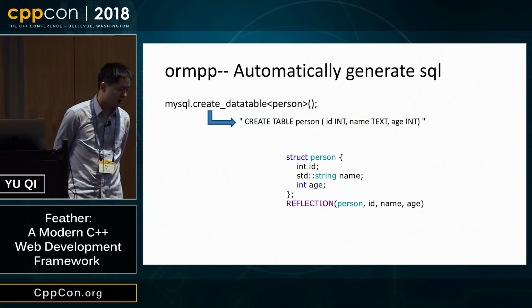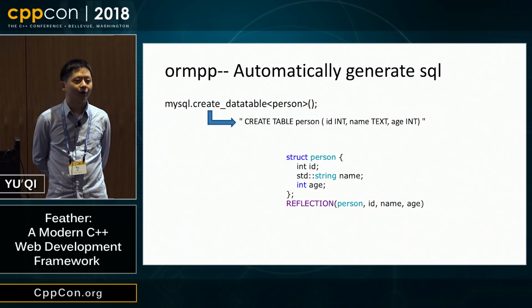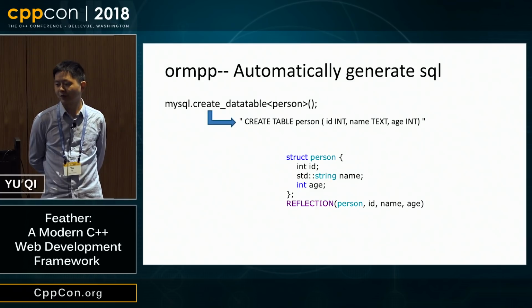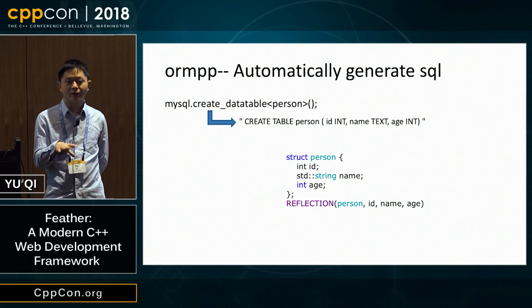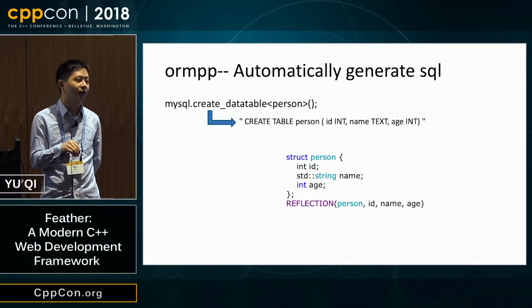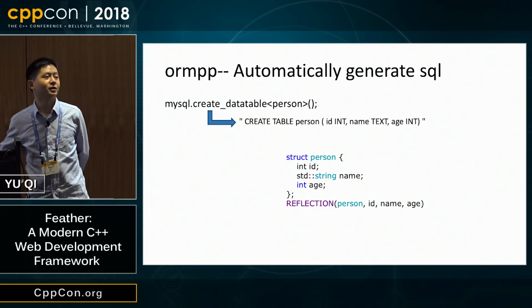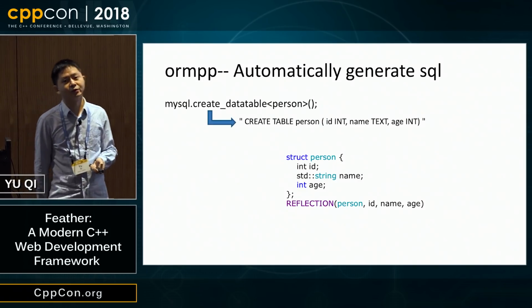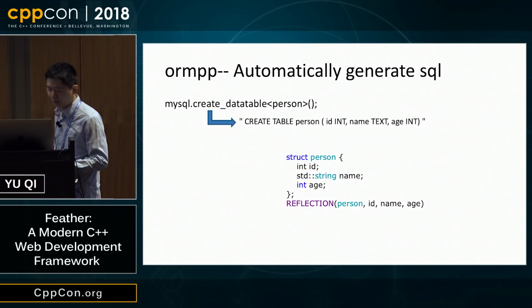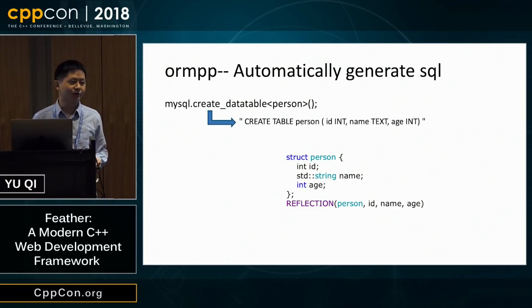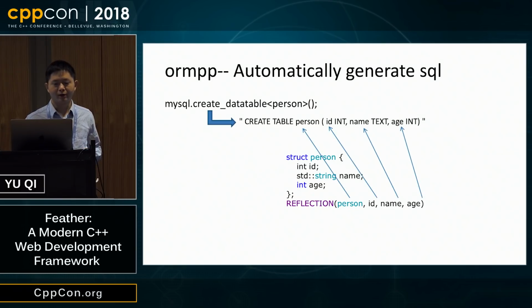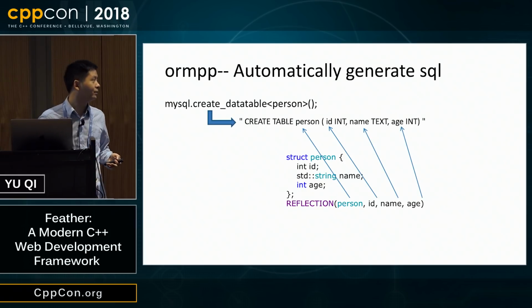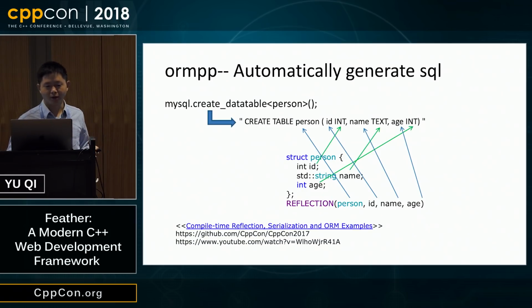Now let's talk about how to generate the SQL string automatically. For example, when we call the create data table API, the function will generate such a SQL string. How to do that? Because it is based on compile time reflection, we can get all the metadata from reflection. Here we can get the table name, field name, and type name.